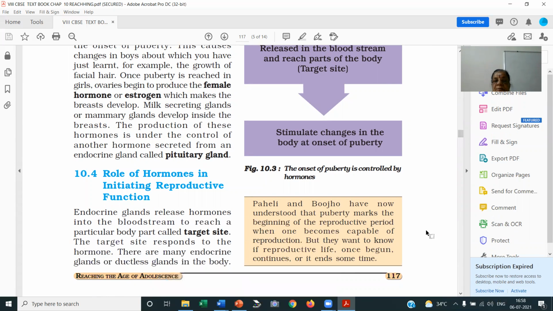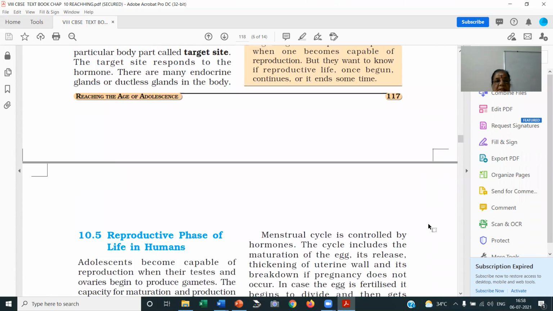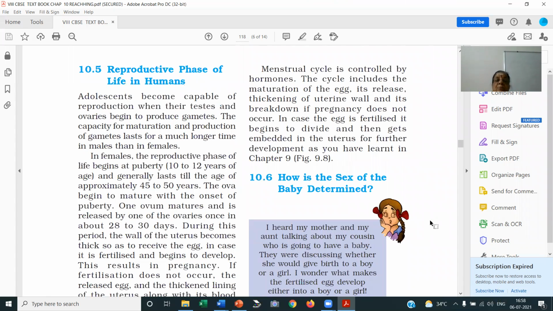And so we say puberty marks the beginning of reproductive period when one becomes capable of reproduction. And then we have learned about the target site. Then the reproductive phase of life in human, especially in female. Before that, adolescents become capable of reproduction when their testes and ovaries begin to produce gametes. The capacity for maturation and production of gametes lasts for a much longer time in male than the female.